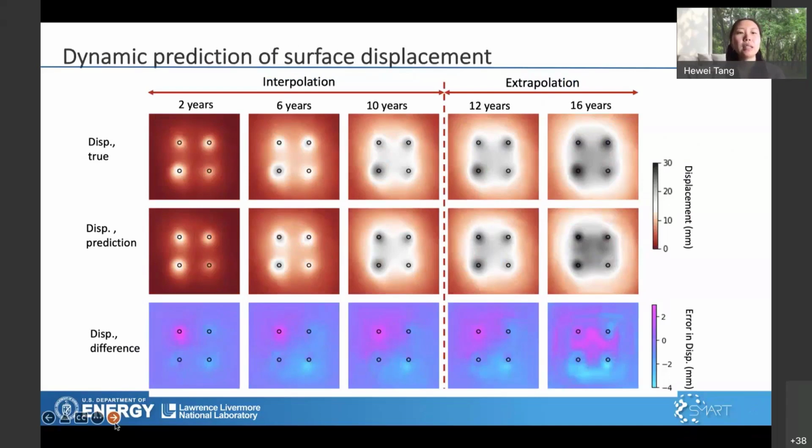And this is our predictions with time. Since we trained the model using training data within 10 years of injection, there is no doubt that we have really good interpolating performance within these 10 years. And the model also has a moderate extrapolation predicting capability for up to 16 years.